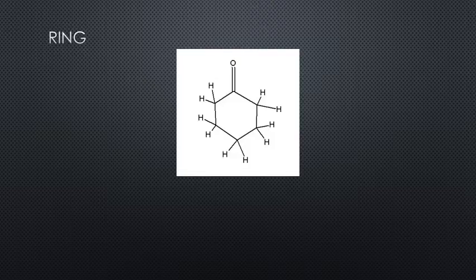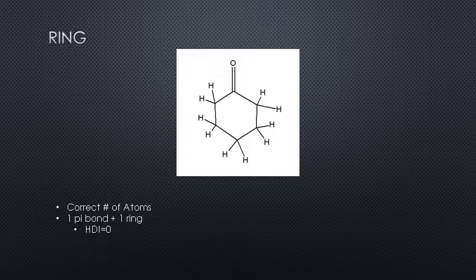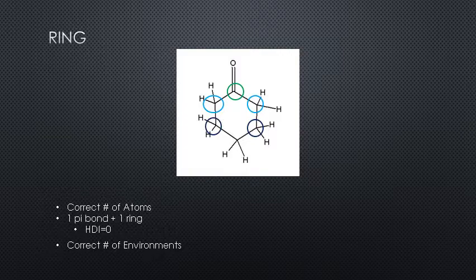So instead, let's look and see what it would be if it was a ring. So we'll bring that structure back up. If you look again, we have the correct number of atoms. Instead of 2 pi bonds, we have 1 pi bond and a ring. So that's going to give us still a hydrogen deficiency index of 0. And now we have the correct number of environments. You'll see we have the 1 green environment, 2 light blue environments, 2 dark blue environments, and then 1 red. So you see we have 4 different colors, 4 different environments.